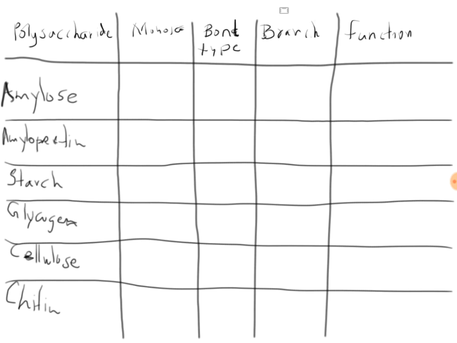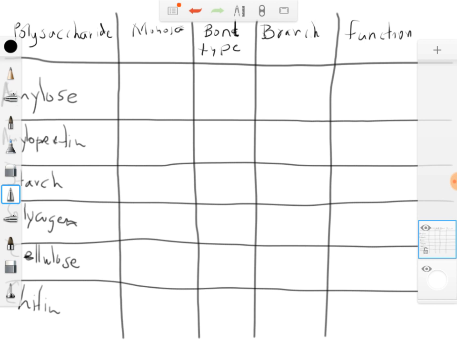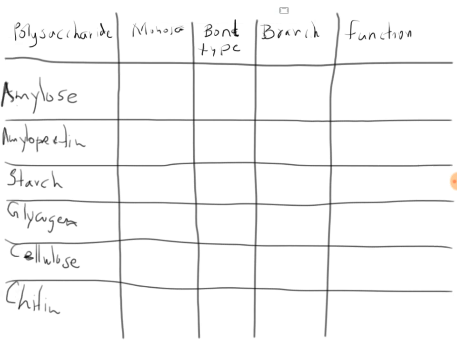So we learned about several polysaccharides. The first polysaccharide we're going to look at is amylose. Let's see what monosaccharide it is made up of. It is alpha glucose. And what's the bond type? Let's go one by one, column by column.